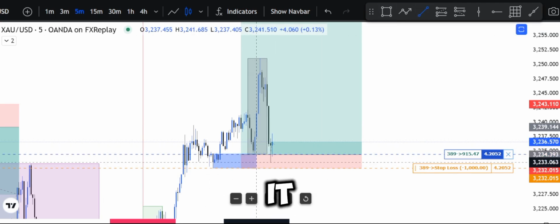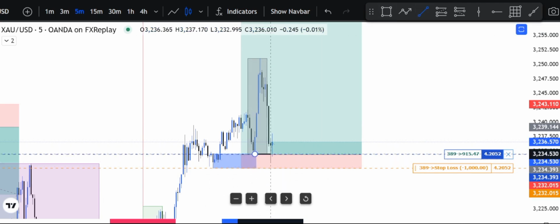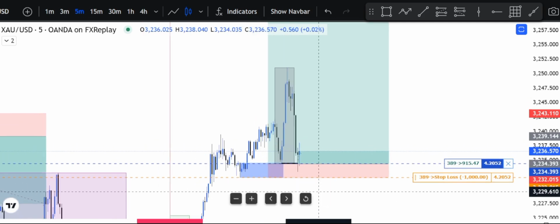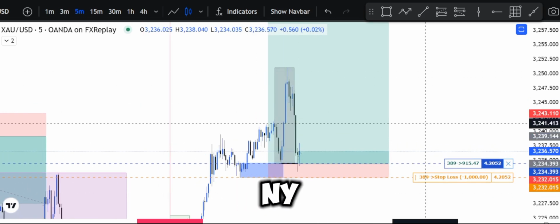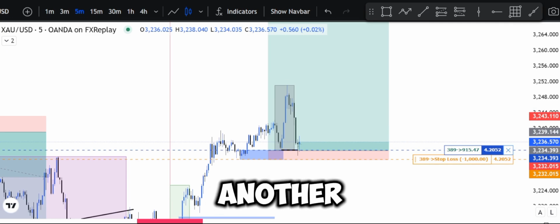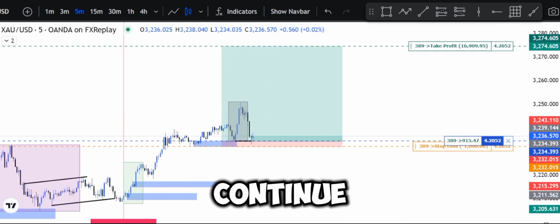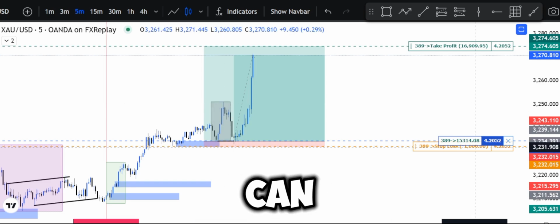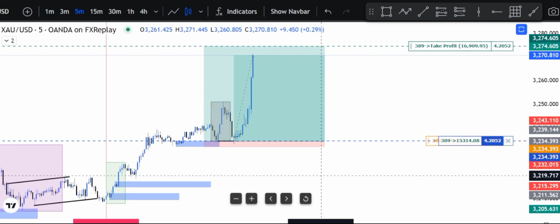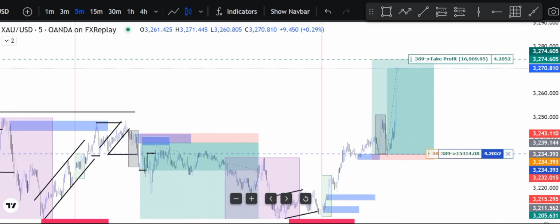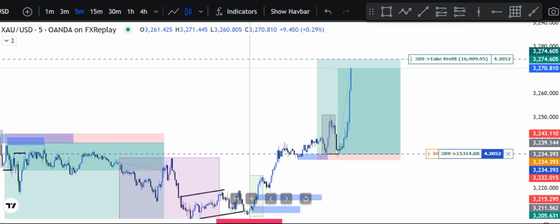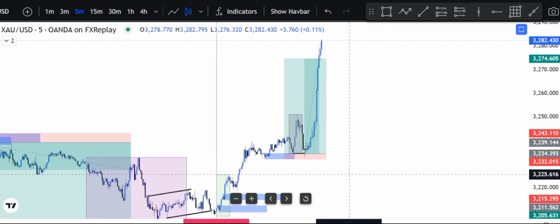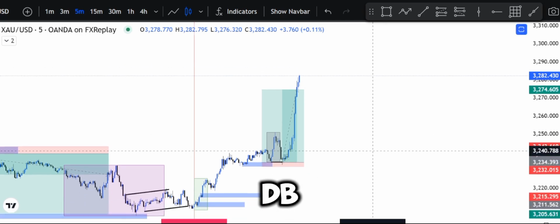I thought I missed it here, but price came back and took this low and mitigated the demand. This is the typical NY trap. I will talk about it in another video. Let's continue. After break this high, we can break even. Now price hit TB. Let's go.